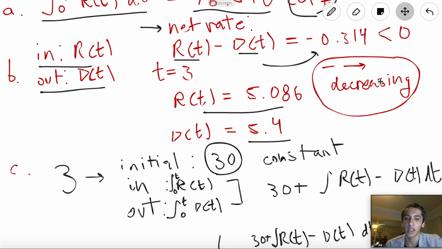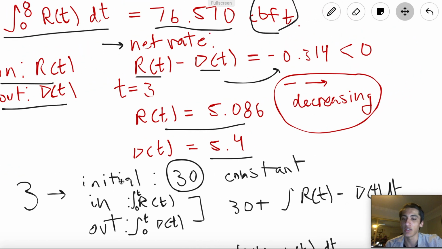So if we look here, I've written out the equation that uses our initial value, our in value, our out value. I actually missed a 0 to t here, but essentially it's 30, the initial, plus the amount from the flow, the amount from the change. So we can graph this in order to find out where it is negative.